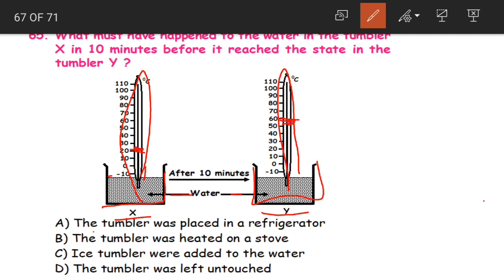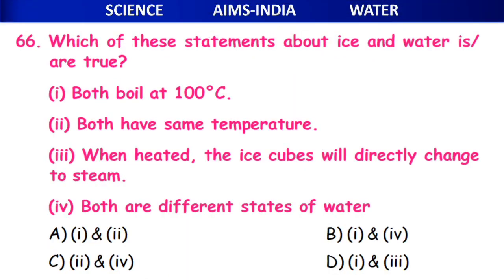Okay, so why is it? Because the tumbler was placed in a refrigerator, the tumbler was heated on a stove, ice was added to the water, or the tumbler was left untouched. So as I said in the beginning, the tumbler was heated on the stove. When it was heated on the stove, the temperature of the tumbler water increased. So that is why the level of temperature also has increased. Clear, children? Yes. Now 66th question, children.